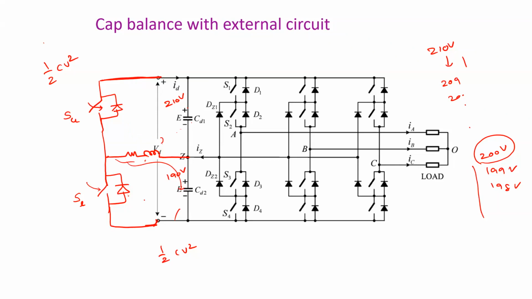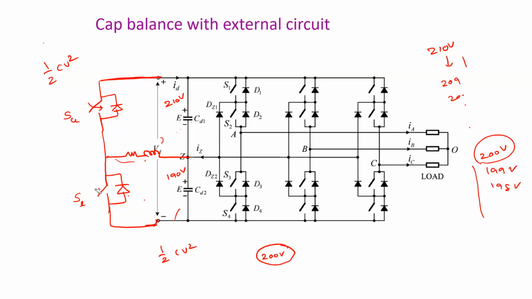Now the capacitor voltage will slightly increase, right? The capacitor voltage will regain and it will reach 200. As and when it reaches 200, this diode will be reverse biased, so we need to turn off this switch. Okay, understood? So this is how the energy of the top capacitor is transferred to the bottom capacitor.